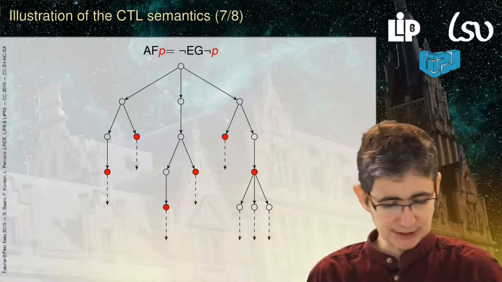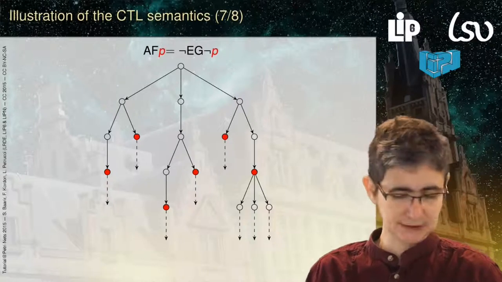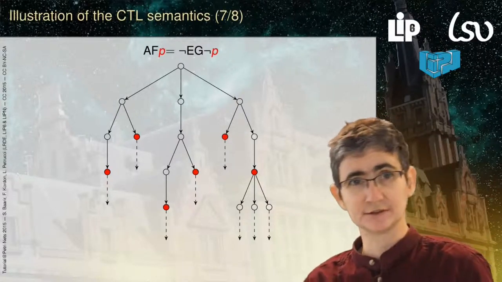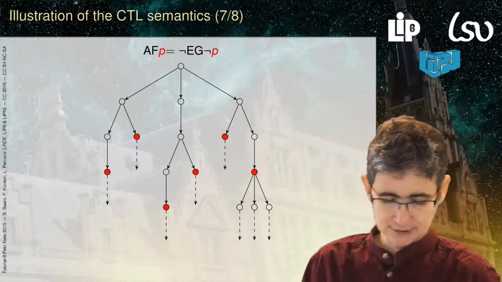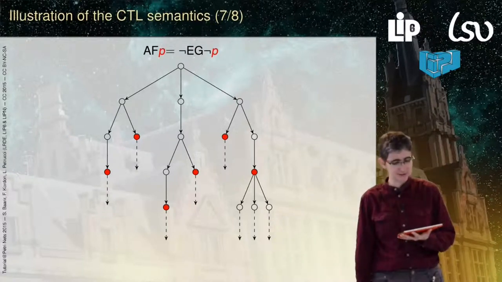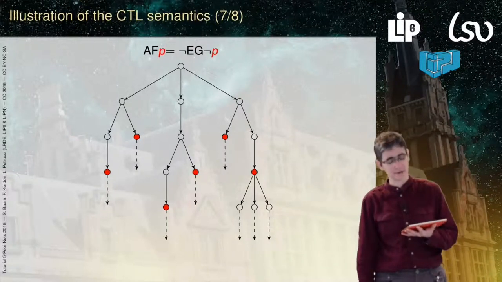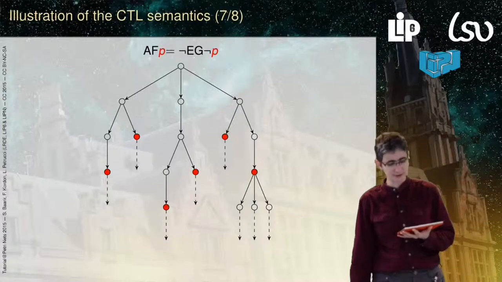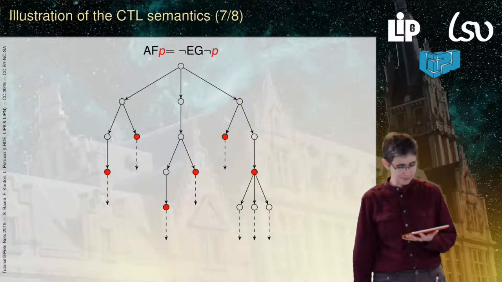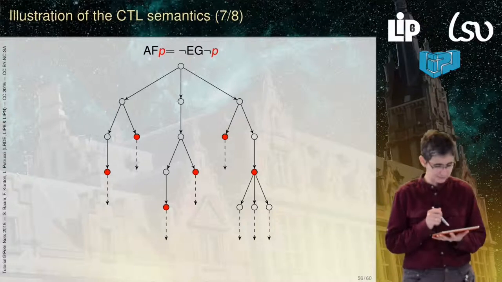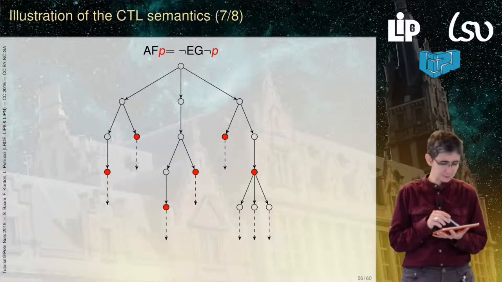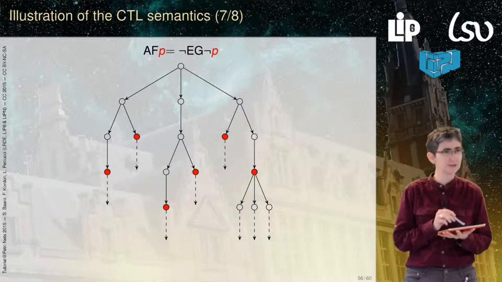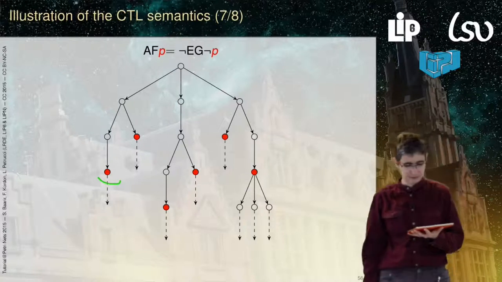Another formula would be AFP, and there is always in the future we have property P. So it's the same as there doesn't exist a path where globally we don't have P. And this is what we can see on these pictures. Always, whatever the path you choose, you'll find somewhere on the path the state where formula P is satisfied. So all these red dots.